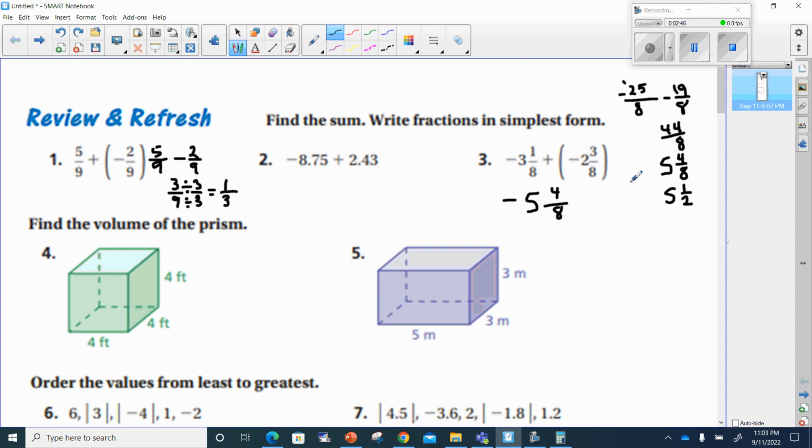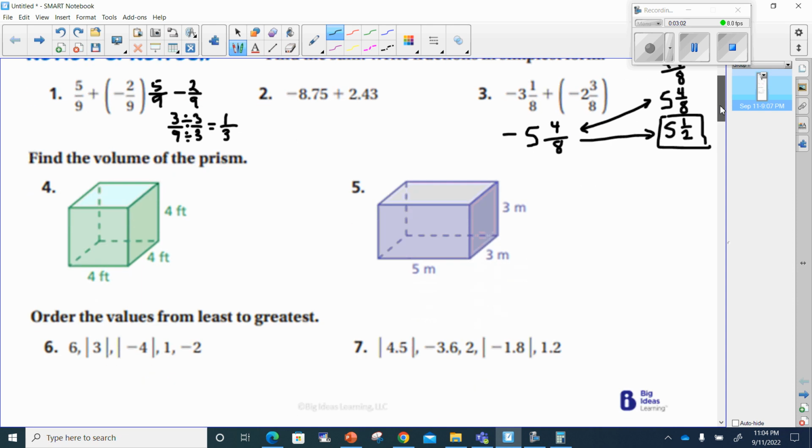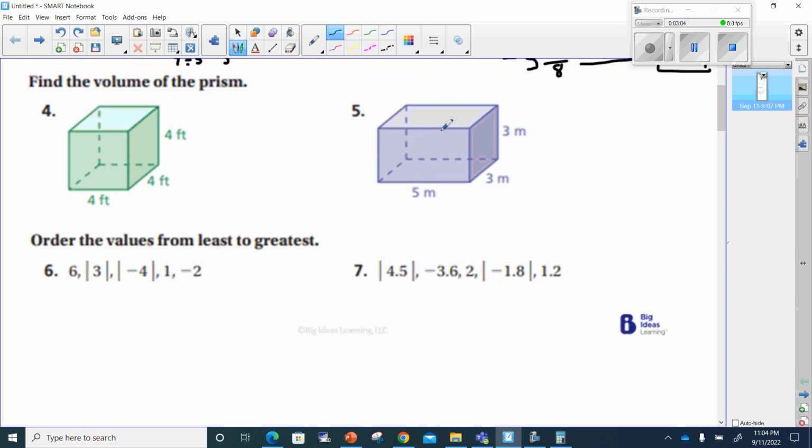And look right there, I've got the same number here and here, which means when I reduce this one, I also get 5 and 1/2. So 5 1/2 would be my answer for number 3. Either way, let's go ahead and do number 5 now.